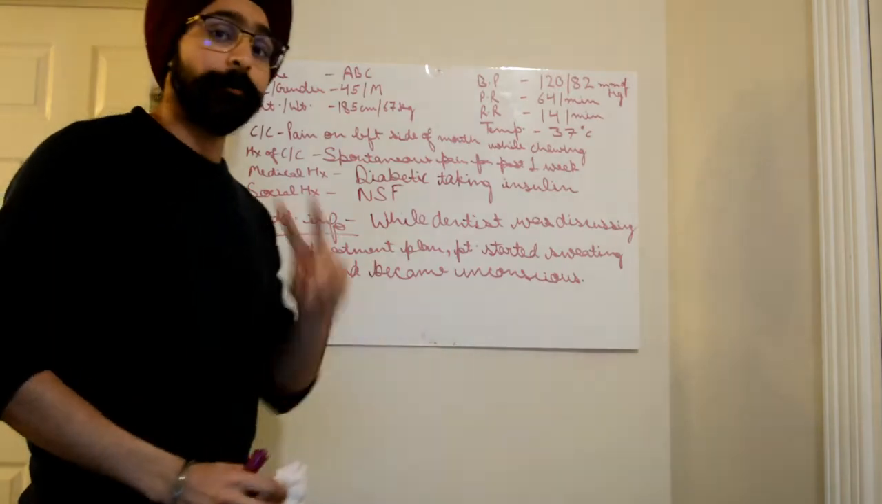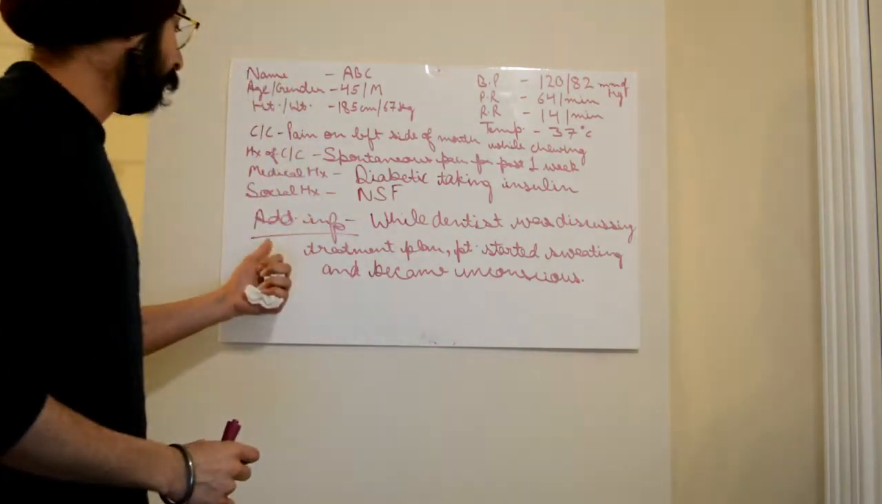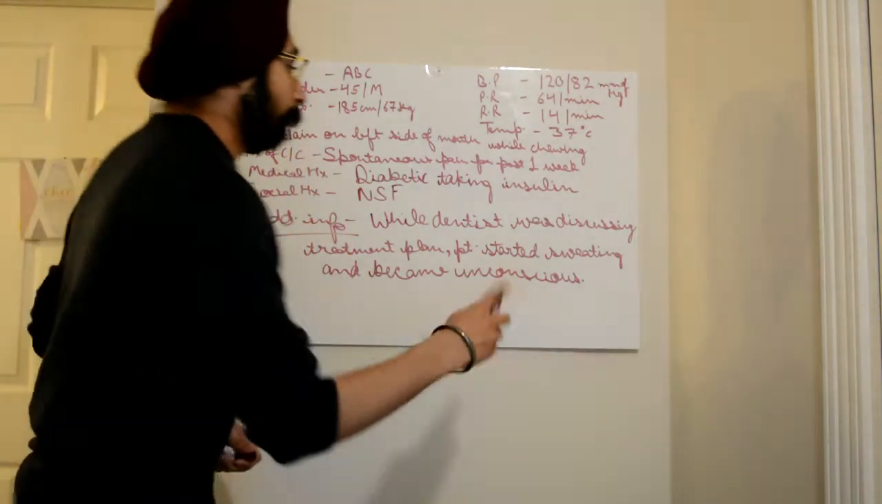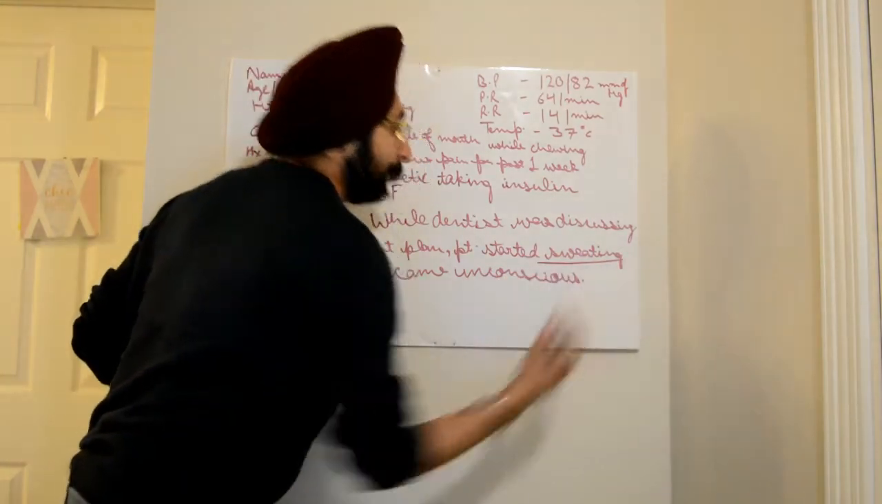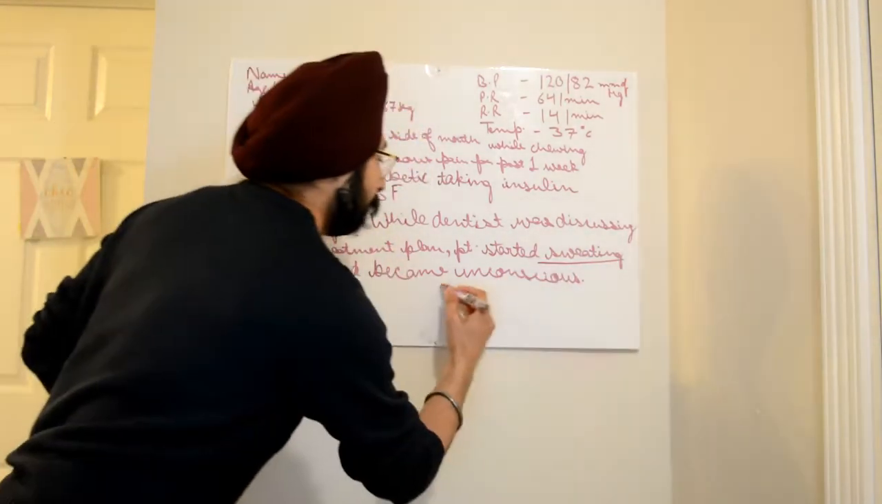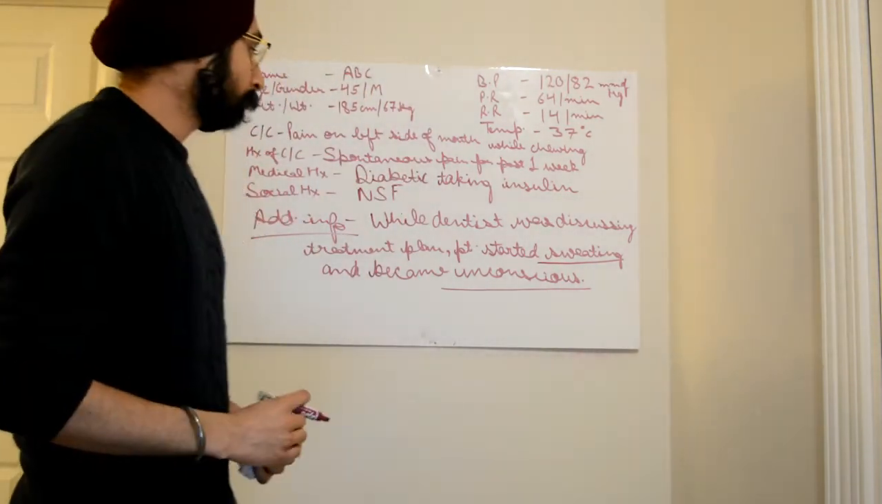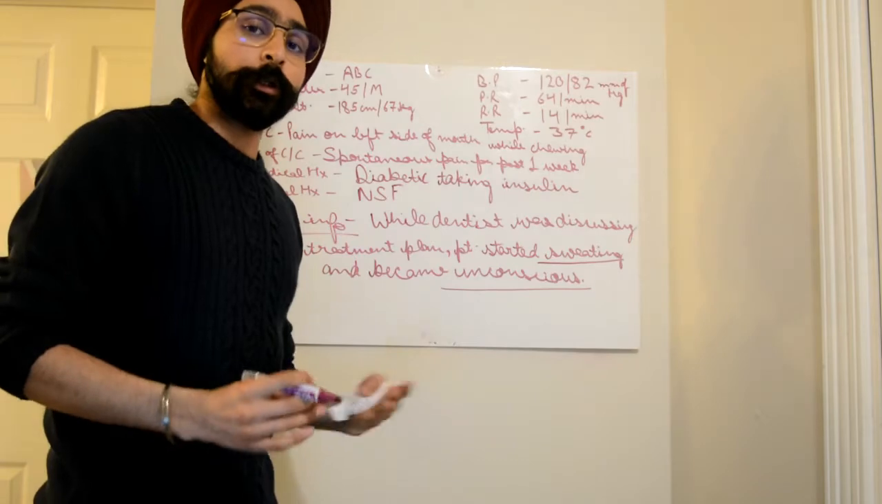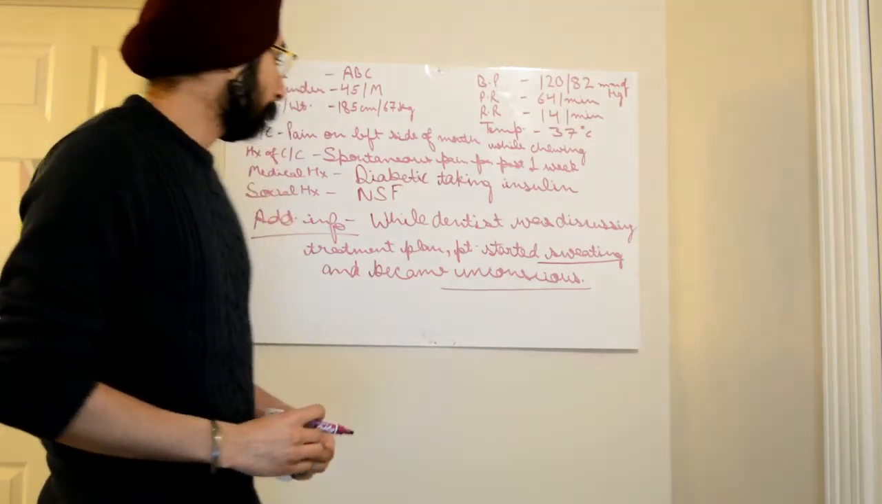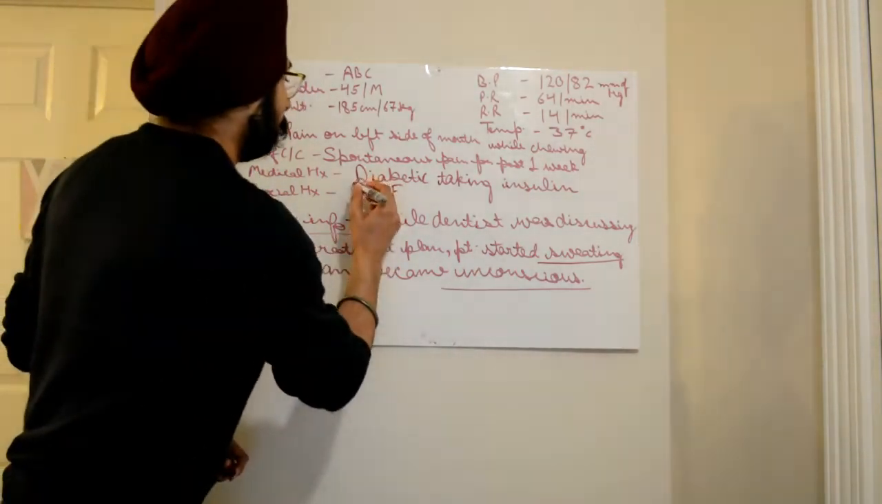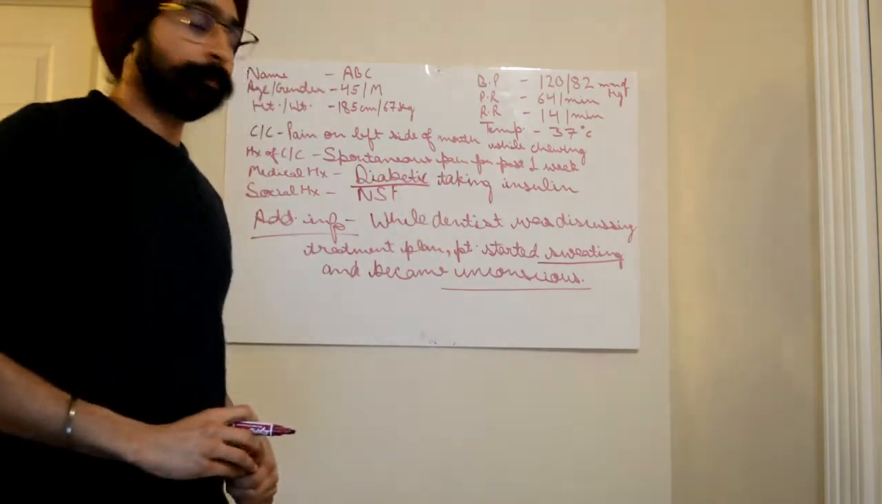Guys, you just have only two things given in the additional information. First is sweating. Second is he became unconscious. Now, this is a very difficult question. We have to find out the clues from the case history. The first clue is the patient was diabetic.